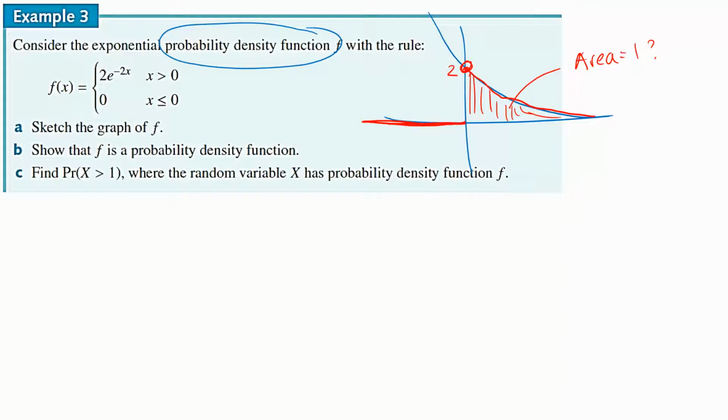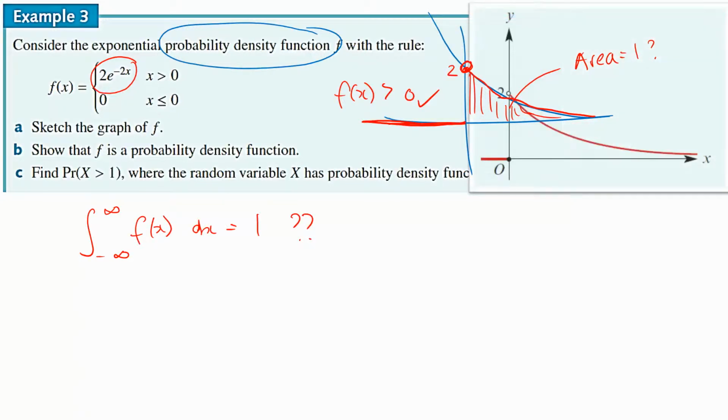Show that f is a probability density function, where you know the first condition is true. f of x is greater than 0. This is f of x, and we know f of x is greater than zero. That's true. What we don't know is, does the integration from negative infinity to infinity of f of x equal 1? That's what we want to find out. So let's work it out.